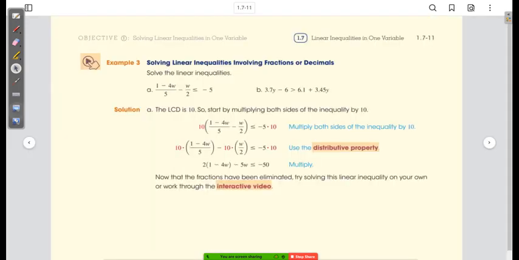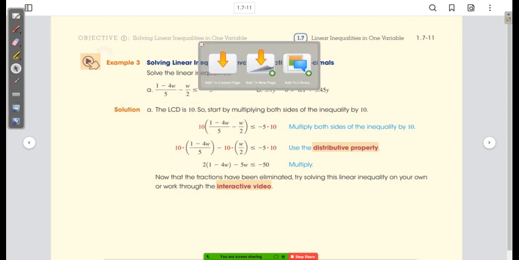Ugh, fractions. Everybody hates fractions. Why do they do this to us? It's a cold, dreary day outside, and we're doing fractions.